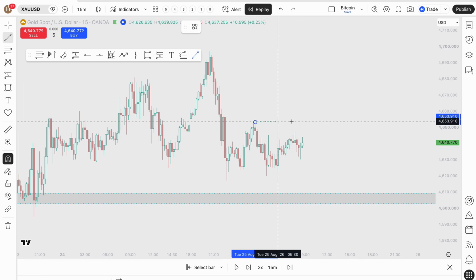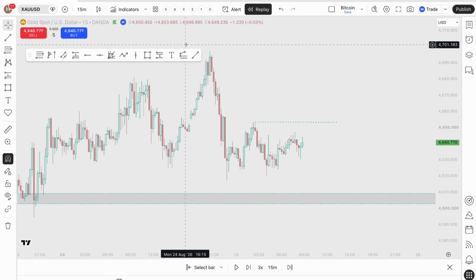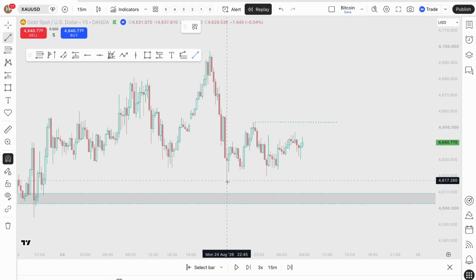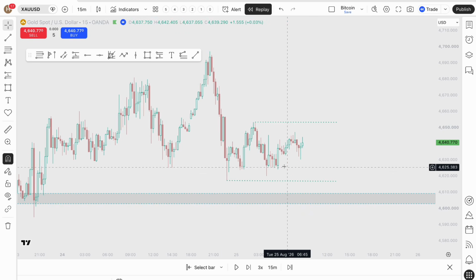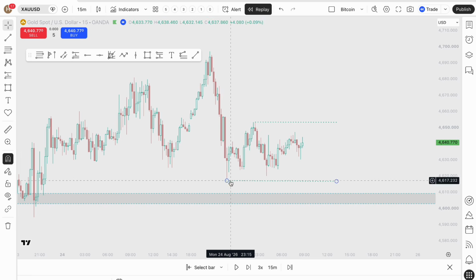So I'm going to mark out the high of the range. That's right there. And then the low of the range, which is over here, right? And we were basically trading between these two levels. So this was Asia lows, and this right here was London highs, right?